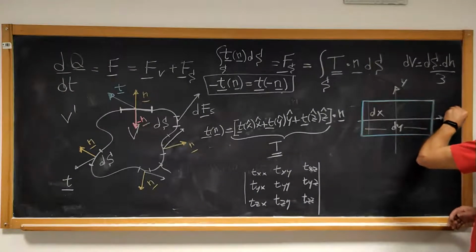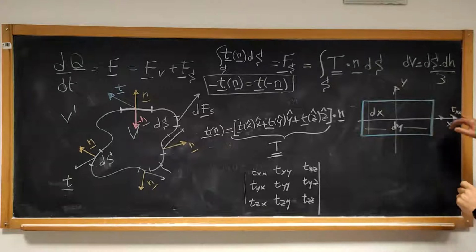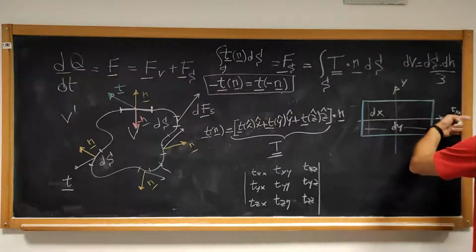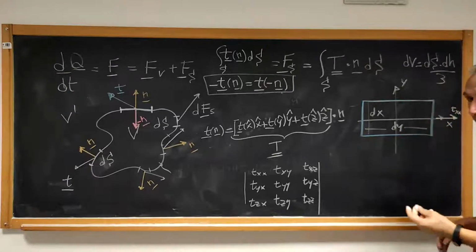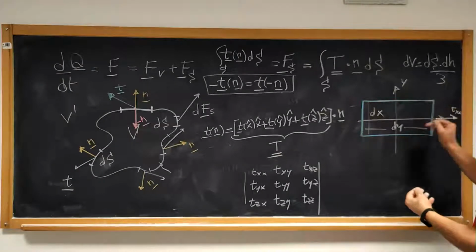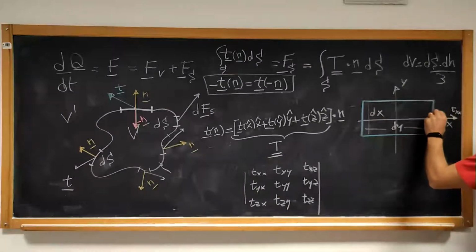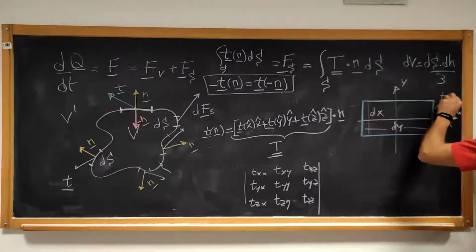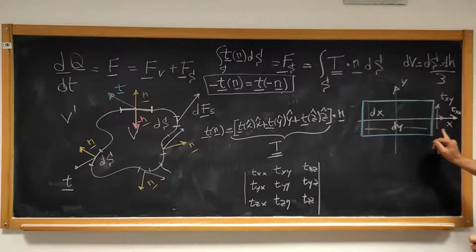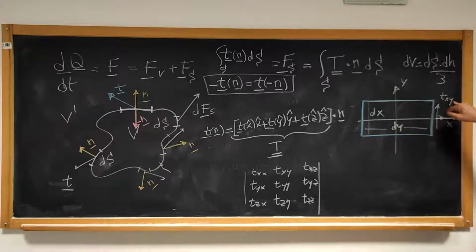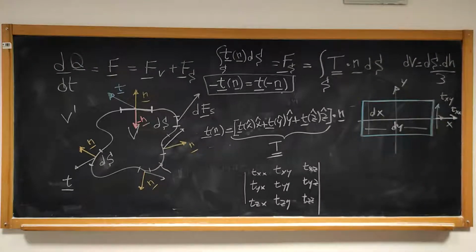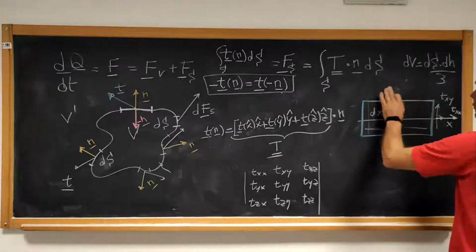So txx. Why the double index? Because it is the force per unit area applied along the x direction to a surface whose normal is directed also to x. Accordingly, this would be txy, because this is a force in the y direction but applied to a surface whose normal points in the x direction. And now we can do the same here.